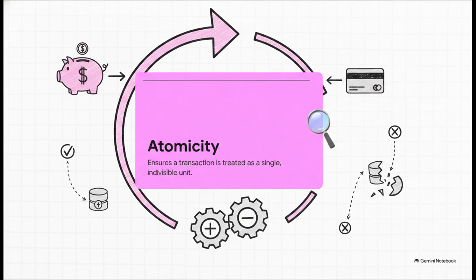That right there is a textbook violation of atomicity. Atomicity is the database property that guarantees a transaction is treated as a single, indivisible unit. It is strictly an all-or-nothing operation. If the debit happens, the credit absolutely must happen. If any single part fails, the entire transaction has to fail and leave the database completely unchanged.